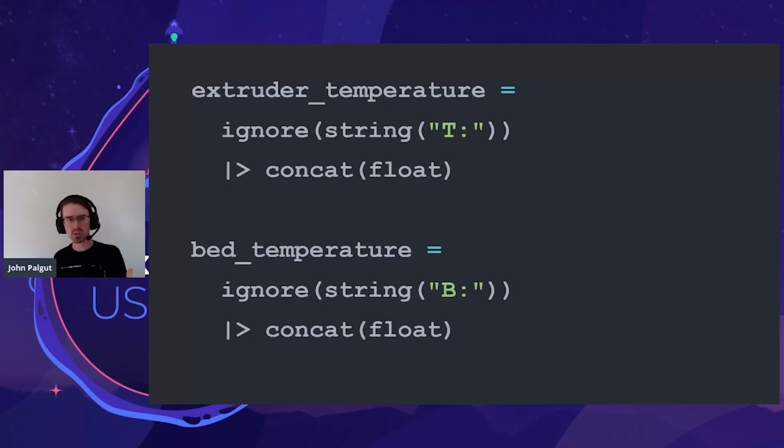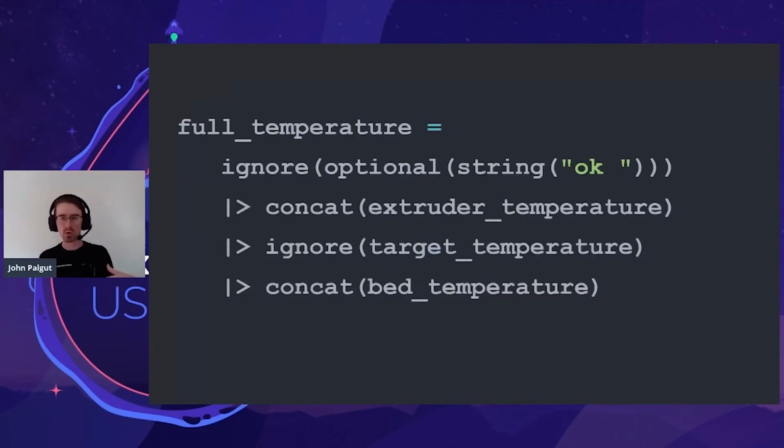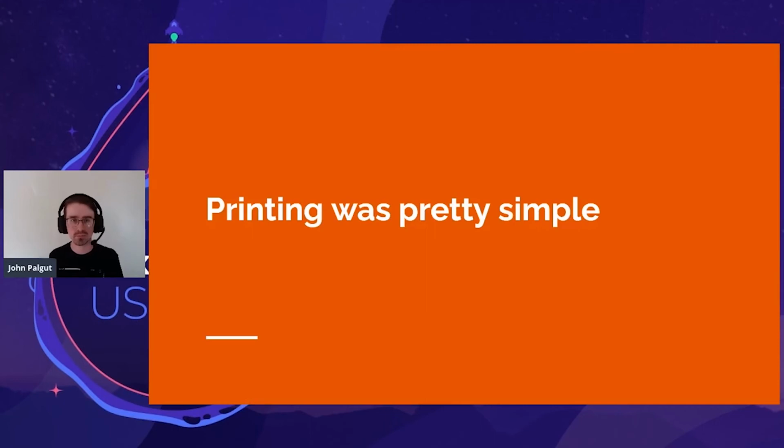And you can build small parsers like this and combine them into a bigger parser that matches that OK temperature string that we saw earlier, where you can say, hey, the string starts with OK and a space, and we don't care about that. But we do care about the extruder temperature, and we don't care about a bit in the middle, and we do care about the bed temperature at the end. I found this approach to be the right combination of easy to read, understand and debug. And it's also fairly performant because it actually compiles down to pattern matching when you build the library. So that was pretty cool.